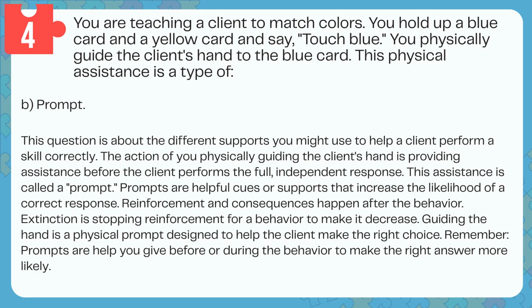Reinforcement and consequences happen after the behavior. Extinction is stopping reinforcement for a behavior to make it decrease. Guiding the hand is a physical prompt designed to help the client make the right choice. Remember, prompts are help you give before or during the behavior to make the right answer more likely.